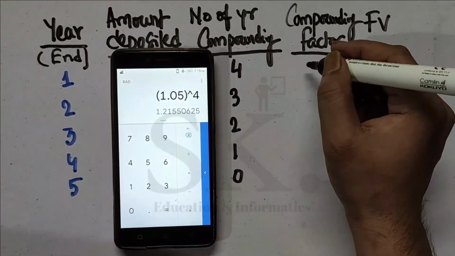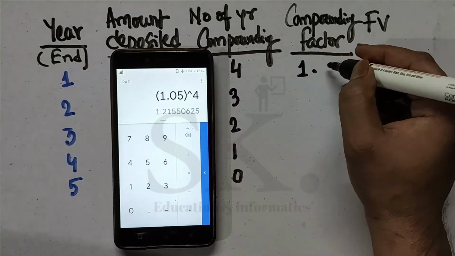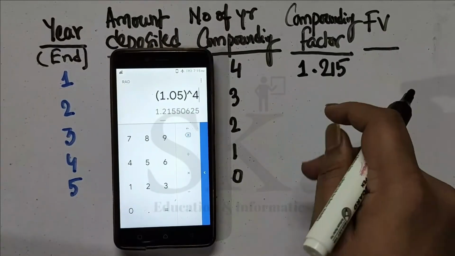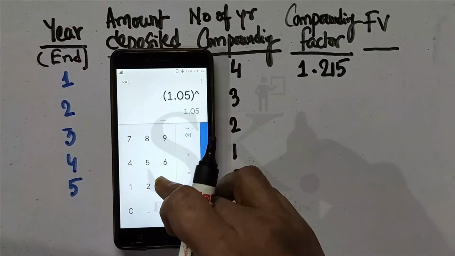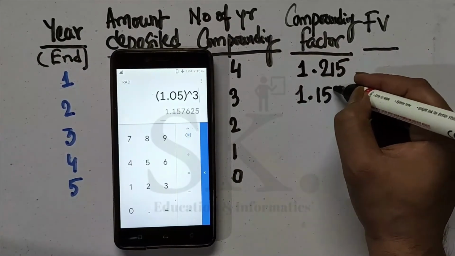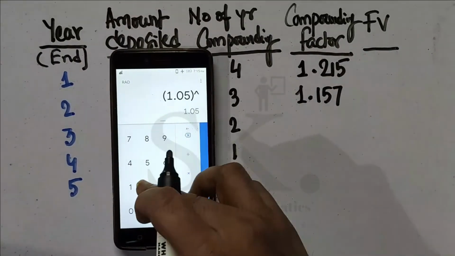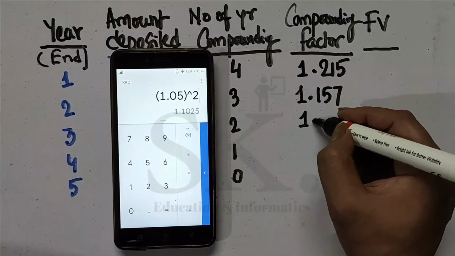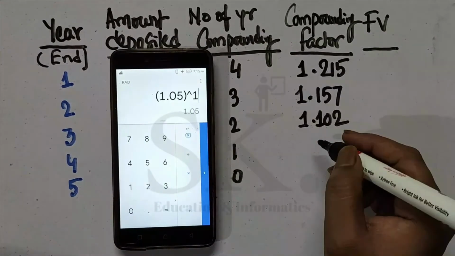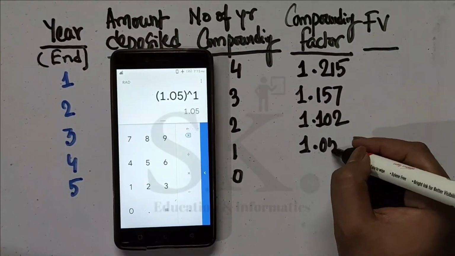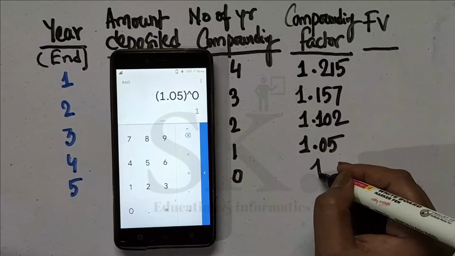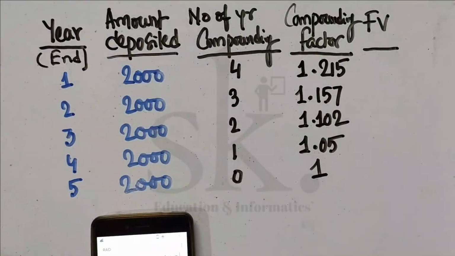So it's coming 1.215. So let's see. Let me take 3 decimal here. 215. So the next one is coming to the power 3. It's coming 1.157 to the power 2. It's coming 1.102 to the power 1. It's coming 1.05, and you are aware of to the power 0 will always be equal to 1. So I have got this.